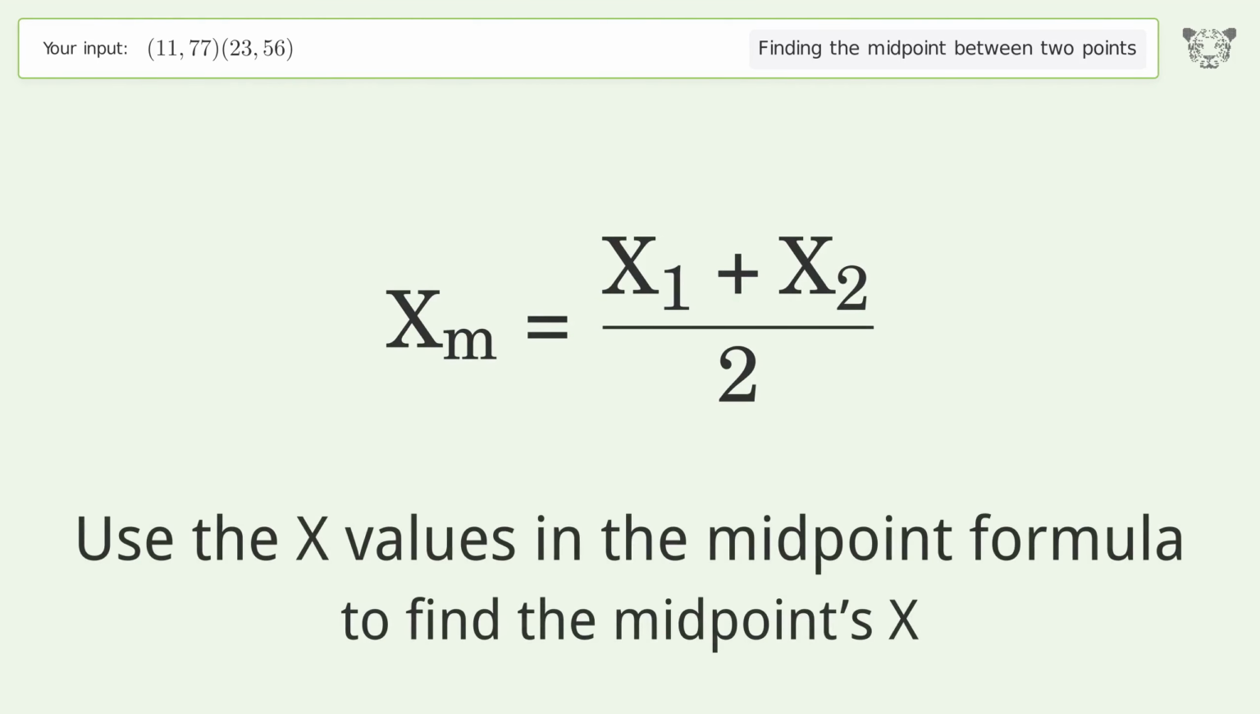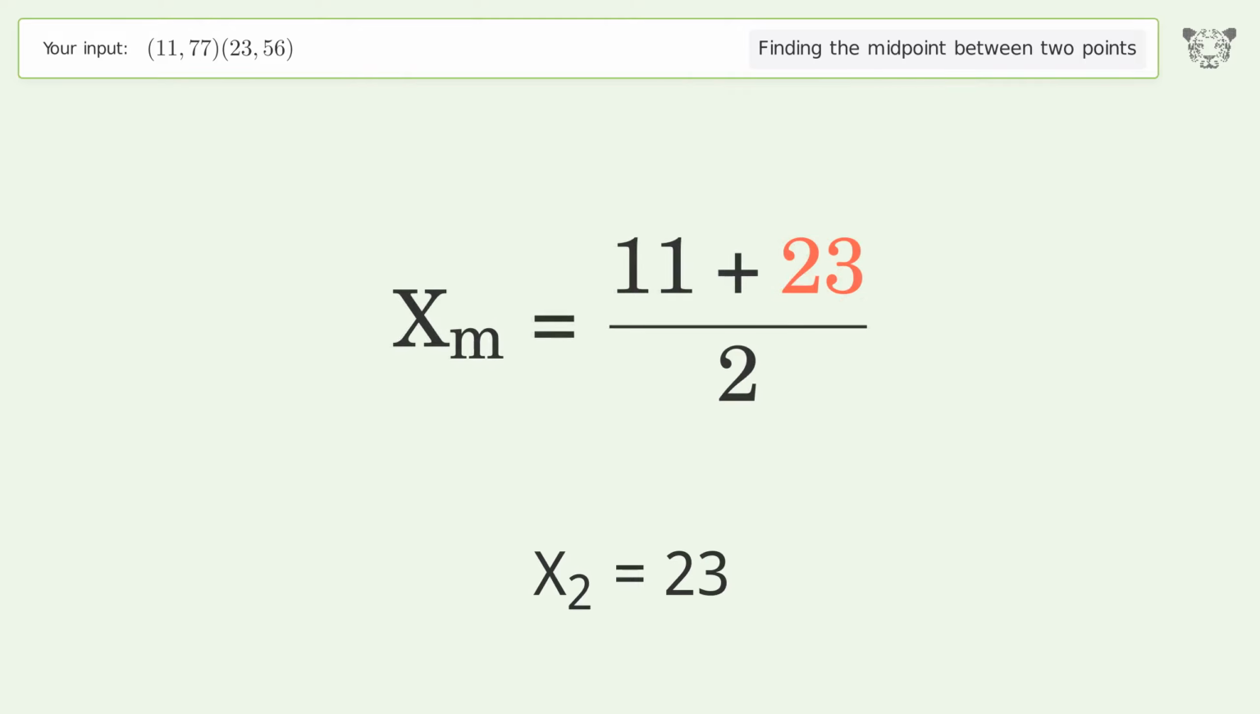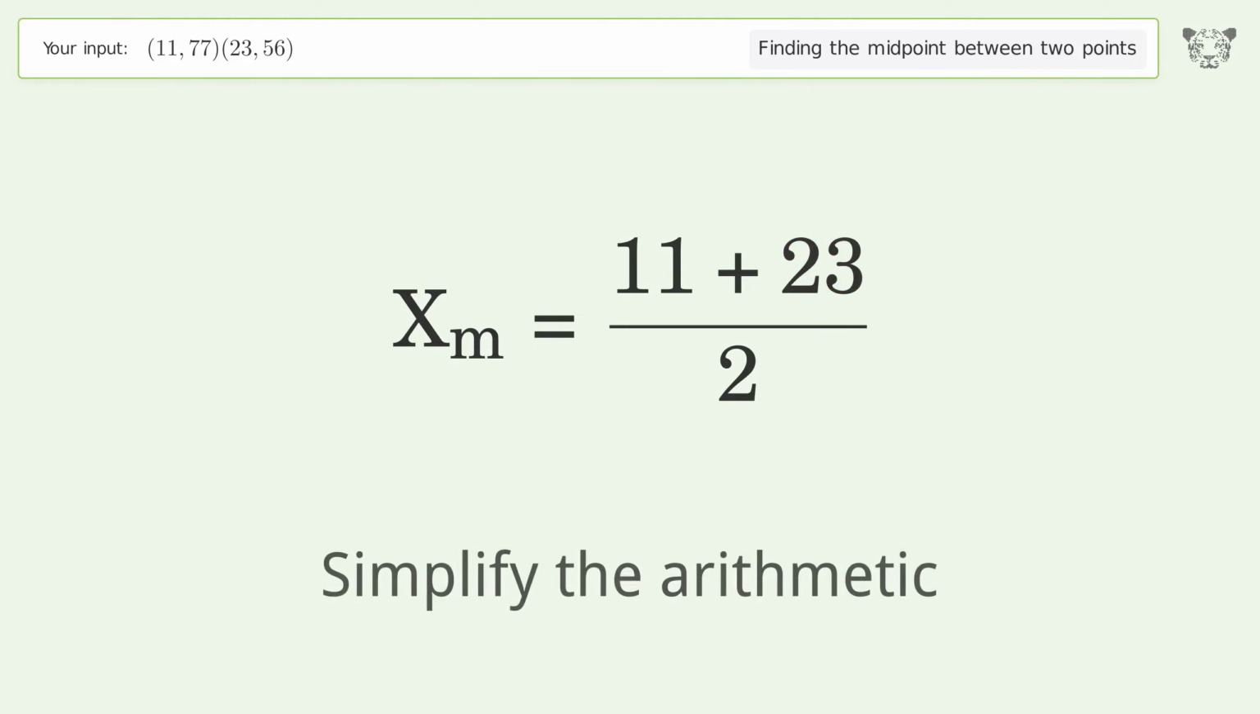Use the x values in the midpoint formula to find the midpoint's x. x1 equals 11. x2 equals 23. Simplify the arithmetic.